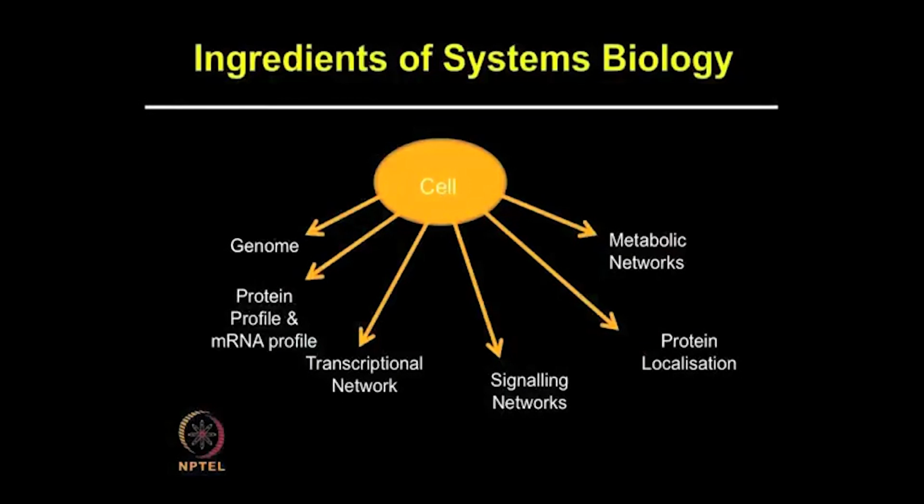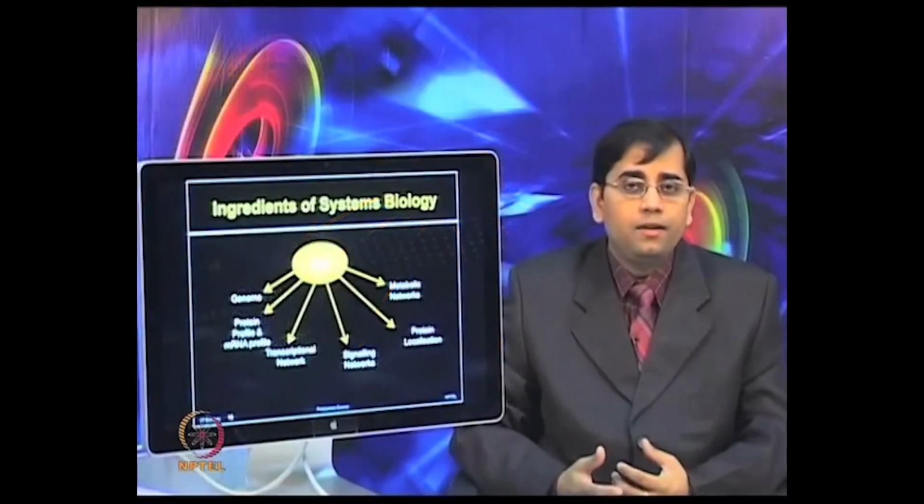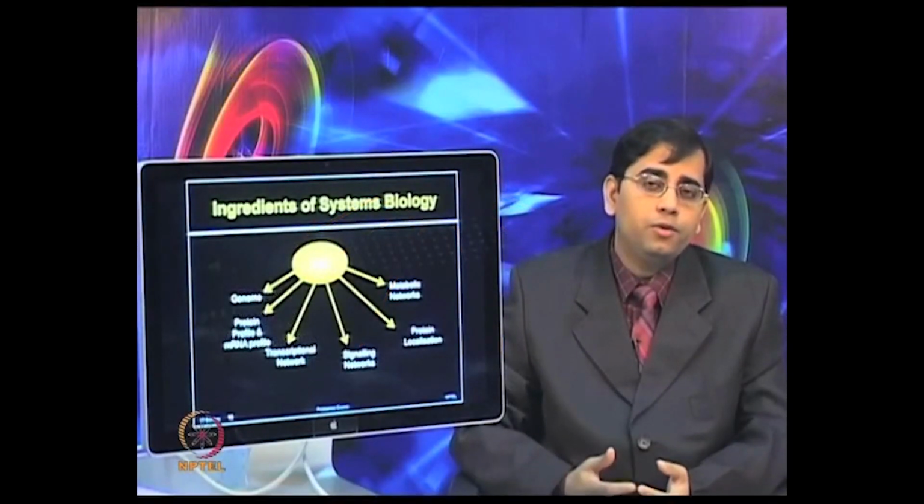The various ingredients of systems biology. For example, if you are studying a cell and the system's behavior, one needs to look at the genome, its transcriptome profile, proteome profile, how protein DNA and different types of transcriptional networks are altered, protein-protein signaling networks, multimeric complexes, how they are formed, how protein is localized in the intracellular dynamics, and metabolic networks. So, all of these are ingredients of studying a system.